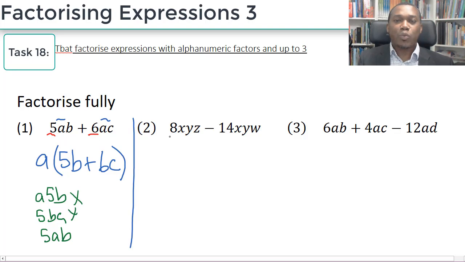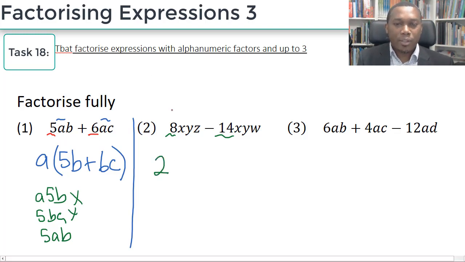Again, the same process. What's the first thing I'm doing? What's the first thing you're doing every time? That's right. You're comparing the numbers. What's the biggest number that goes into 8 and 14? Quickly you realize what type of numbers they are. They're even numbers. That's right, and even numbers means that 2 goes in. Is there a number bigger than 2 that goes into 8 and 14? Does 4 work? 6? No, 2 is the highest common factor. So 2 comes out for the numbers.